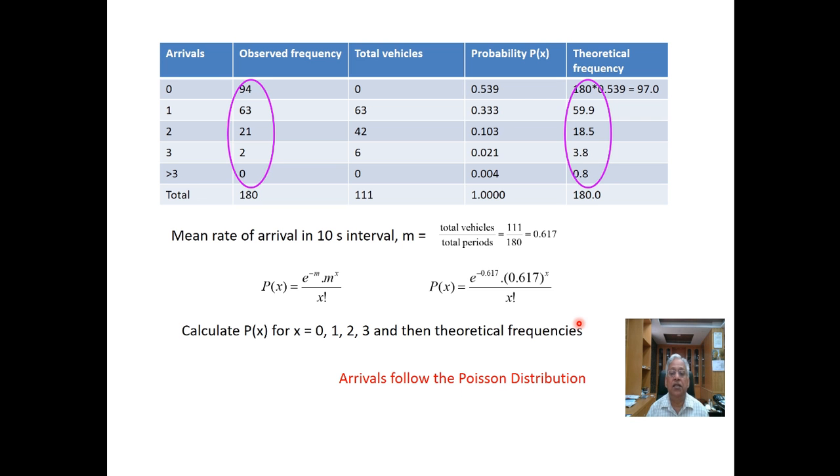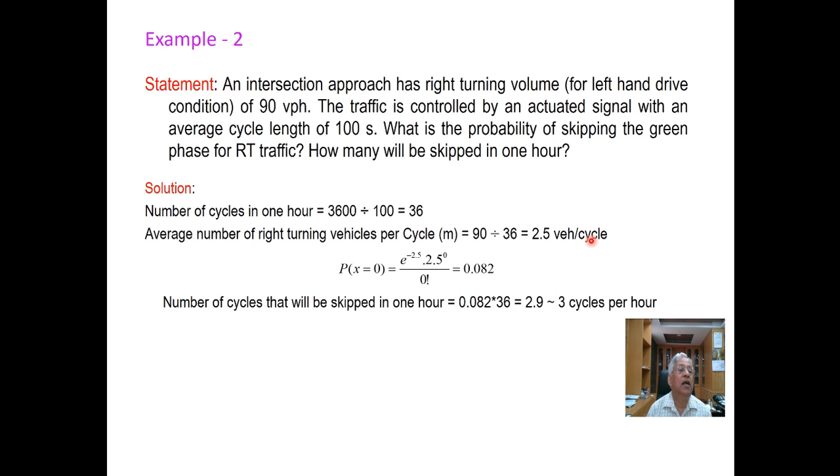There are statistical tests to know exactly whether the arrival pattern follows the Poisson distribution or not. We can conduct the chi-square test, and details of the chi-square test I will give you in a separate session. Now let us take one more example.